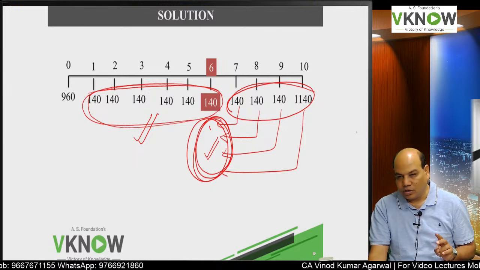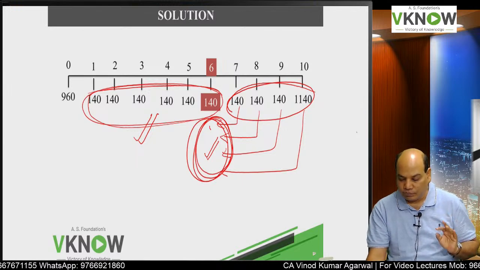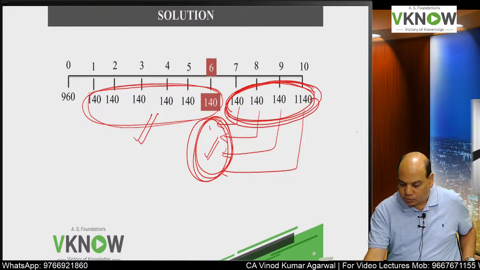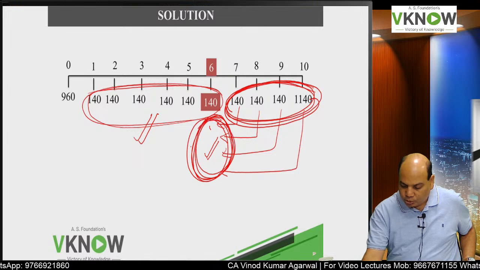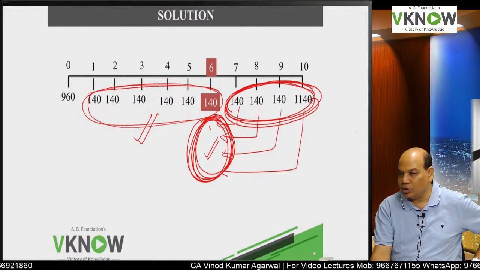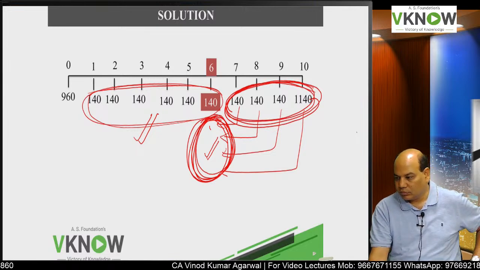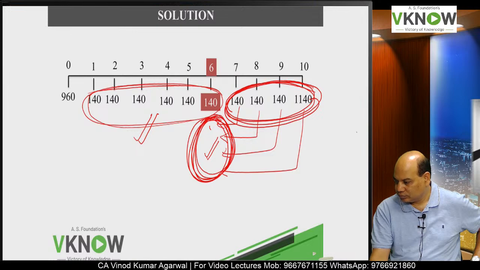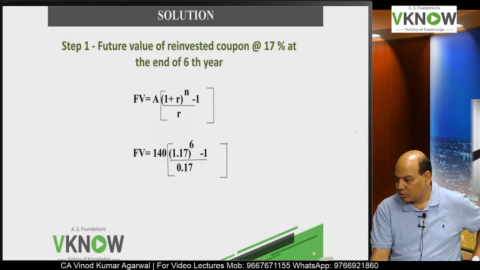So this question will require one extra calculation, that is finding the present value of the remaining cash flow which the bondholder will get at the end of year 6 if he sells the bond at the end of 6th year. Understood? Any query on this? No query? Okay.